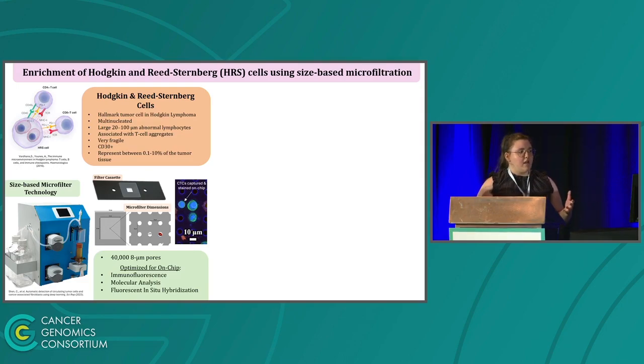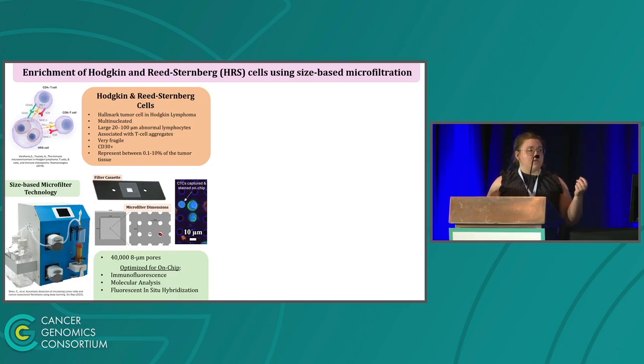This technology was originally created to enrich for circulating tumor cells in the peripheral blood. It works using 40,000 pores that are 8 micron in size, and that allows the small cells in the blood to pass through the pores while the larger CTCs are captured on chip. The filter is optimized to then look at these cells captured on chip using immunofluorescence, different molecular analyses, and FISH.